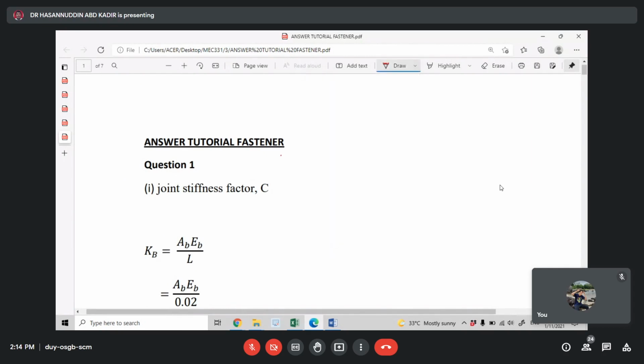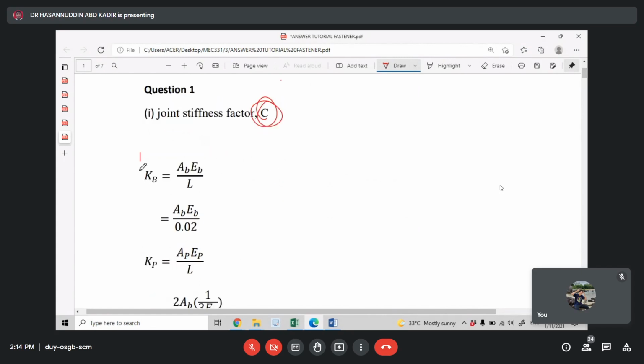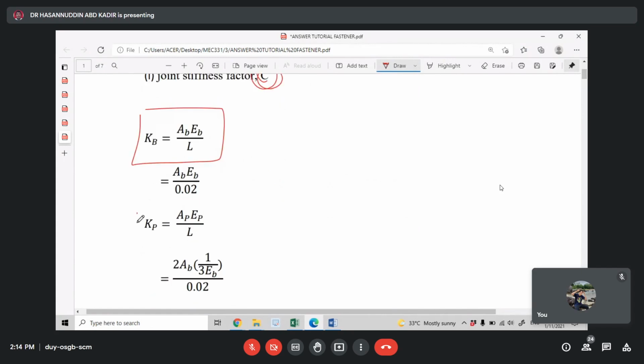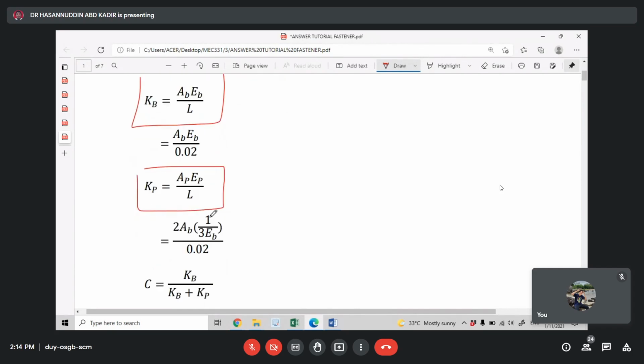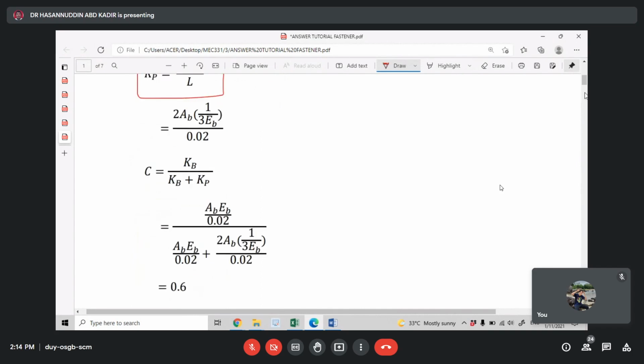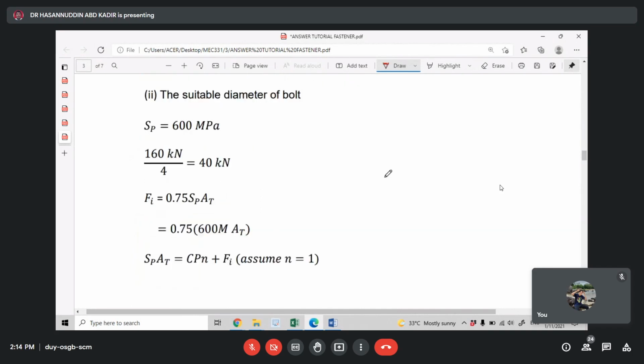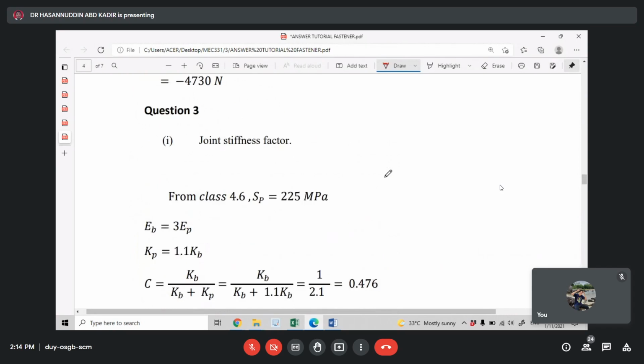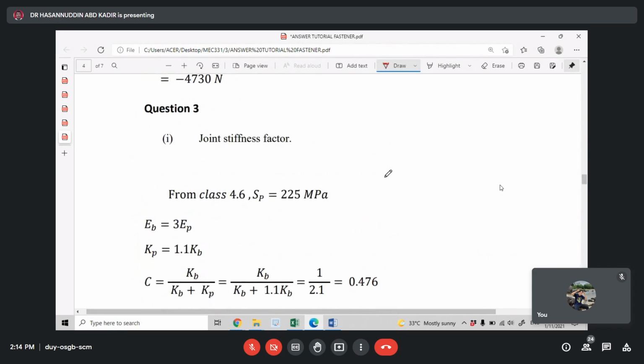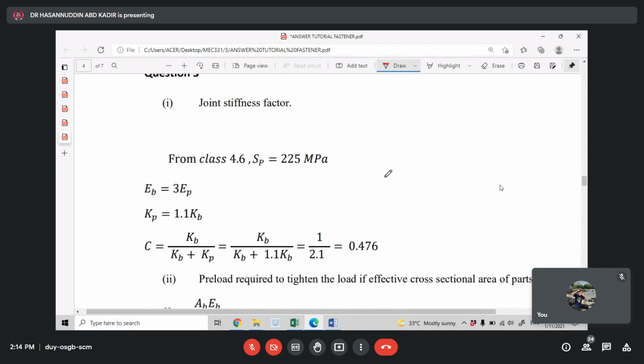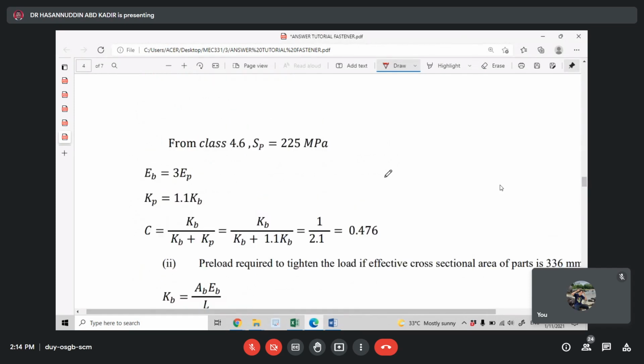Okay, find the value of C here. So joint of stiffness, because from this type of formula untuk KB dan juga untuk KP, they have here AB, EB. This one untuk question number 1. Okay, they ask you to find joint stiffness.